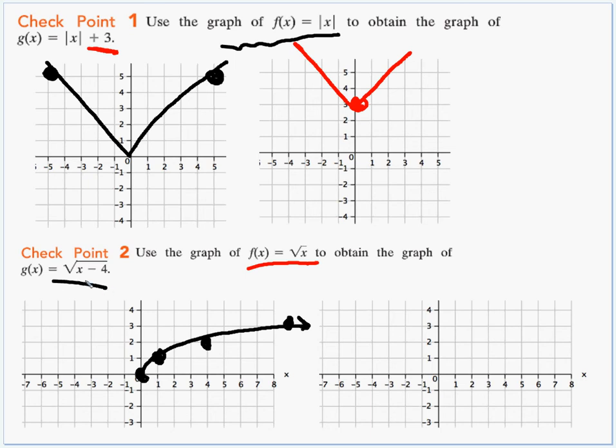And now this is the root of x minus 4. So the -4 is under the radical with the x, and that's a minus. So that's going to shift us to the right. Our point is no longer at the origin. It is now here on the x-axis at +4.